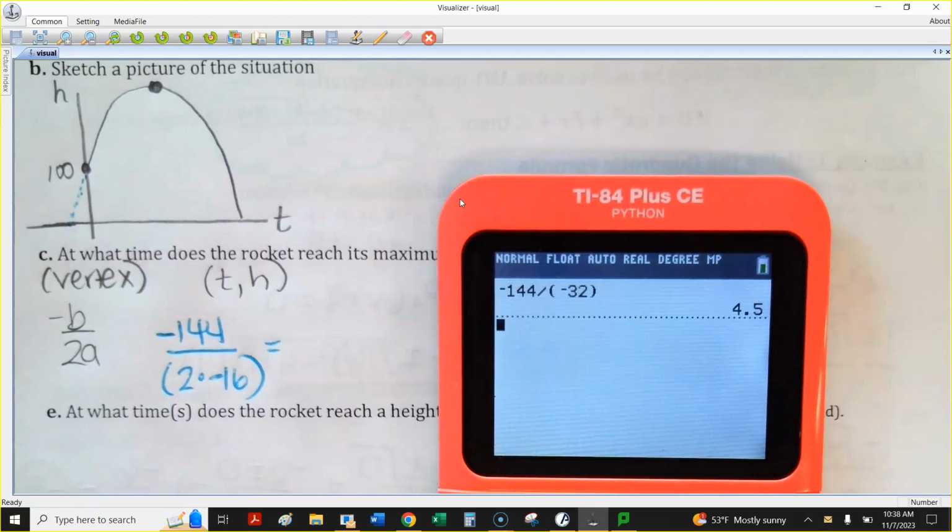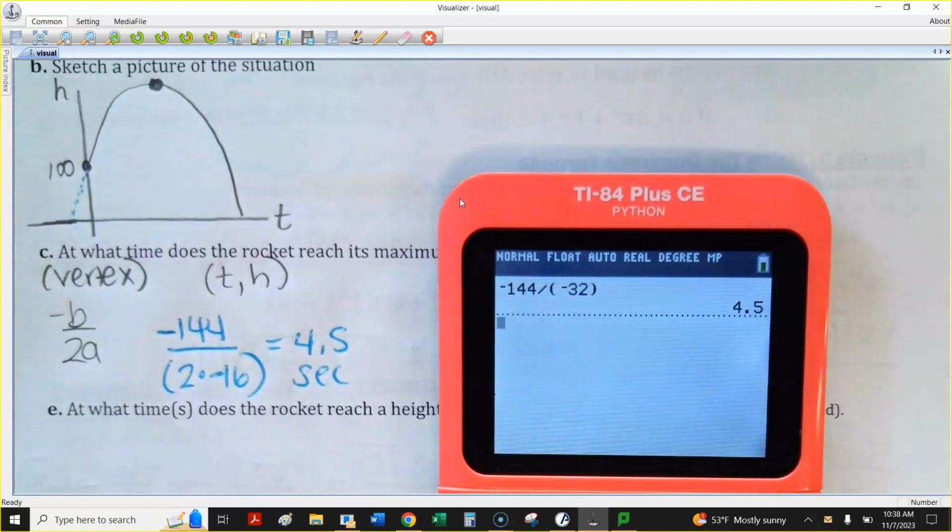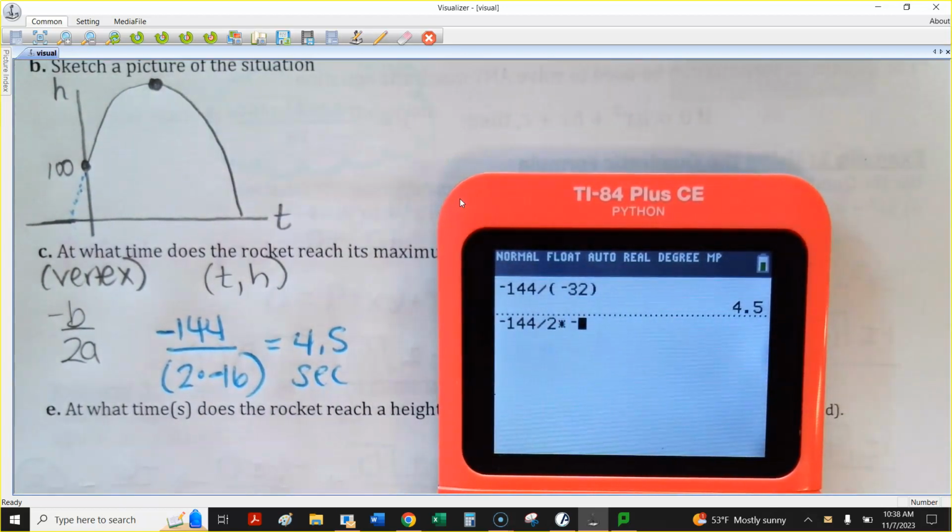So this should be 4.5. This is the time in seconds. Don't write this, but if I had done negative 144 divided by 2 times negative 16, it gives me the totally wrong answer. That would be 1152 seconds. That would be way, way too long of a time period. What it does on the calculator is negative 144, divides that by 2, and then multiplies that by negative 16. So it's very important on a question like this.